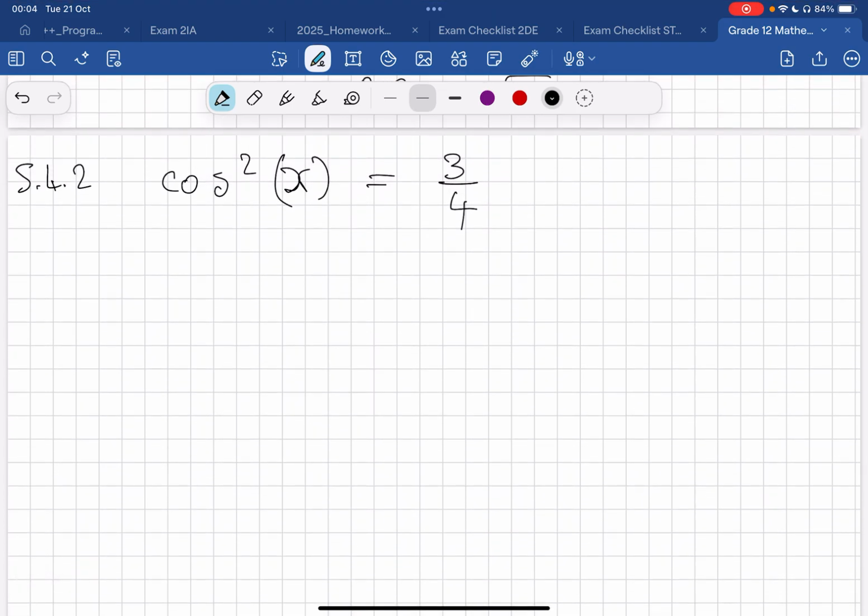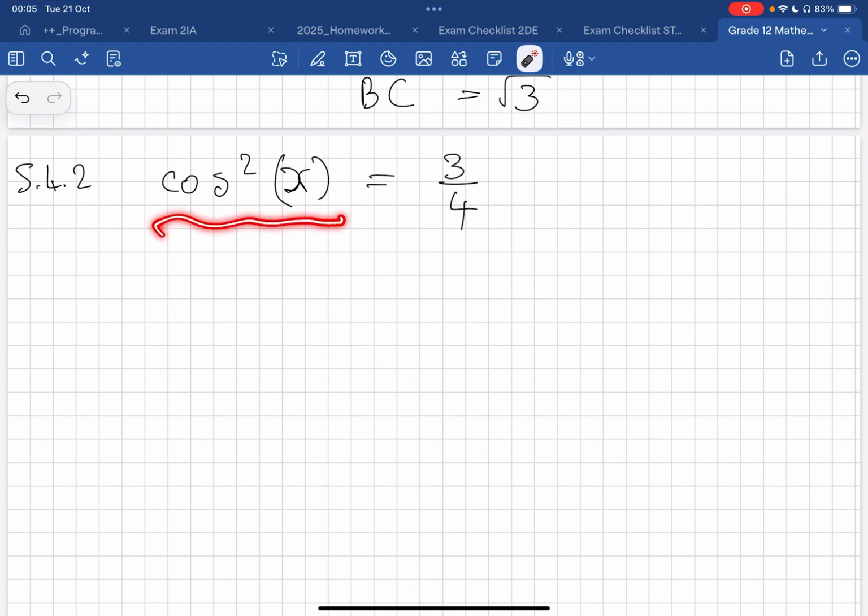So what I'm going to do here first is, well, I can't really divide by cos here to have a cosine x. And I could simplify this to be 1 minus sine squared x. However, that's not really going to help me because I'm still going to have a sine squared x. So there's no point in doing that.